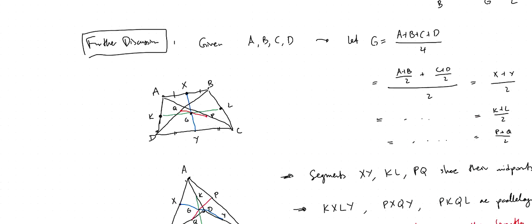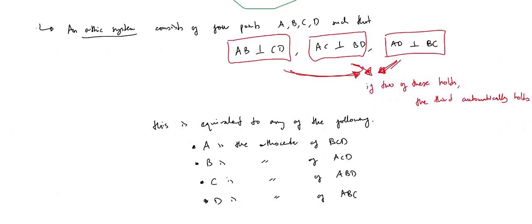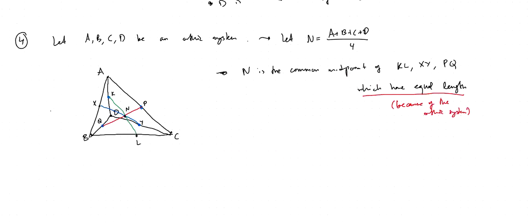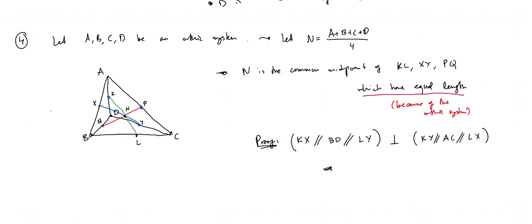Why should they have the same length? Yeah, the proof that they have the same length is to show that these are rectangles. So K is the midpoint of AD and X is the midpoint of AB, right? KX is parallel to BD. And this is parallel to LY. And all of these are perpendicular to the other things that are parallel to AC. What's parallel to AC? KY and LX. So this shows KXLY is a rectangle.